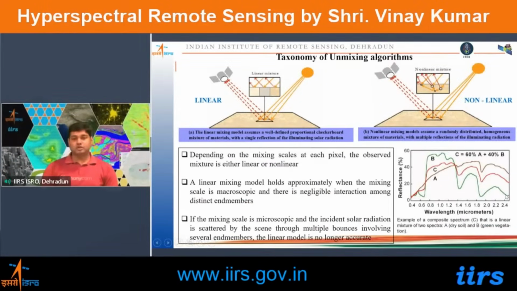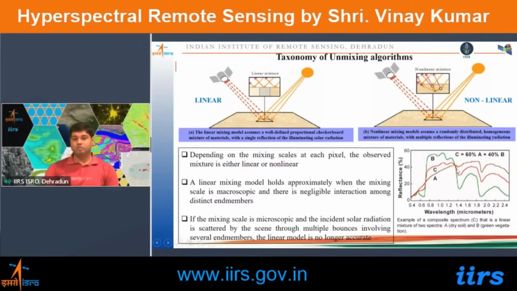Now coming to unmixing. First we have to understand there are two types of mixing, linear and non-linear mixture. So what is a linear mixture? When the incident ray is coming from the sun and the reflected ray is going from the object separately, then it is considered a linear mixture. A non-linear mixture is when the materials are intimately mixed, then the response coming from a particular object will be mixed. Here you can see these are the materials which are mixed. C is the mixture of 60% of A and 40% of B. You can see how this material is appearing in the case of C.